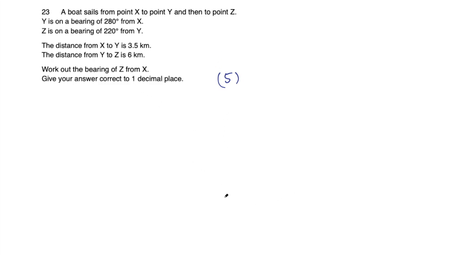Okay, so firstly, draw in point X. Y is on a bearing of 280 degrees from X. So if I draw my north line and go around 280 degrees, that's more than 3/4, so it's going to be up like that somehow. It doesn't have to be exact, of course, but the diagram helps with your working out. Then we have another north line at Y, and Z is on a bearing of 220 degrees from Y. That's a bit more than 180, so it's going to be down here somewhere. Again, just a rough diagram. And Z would be down here.